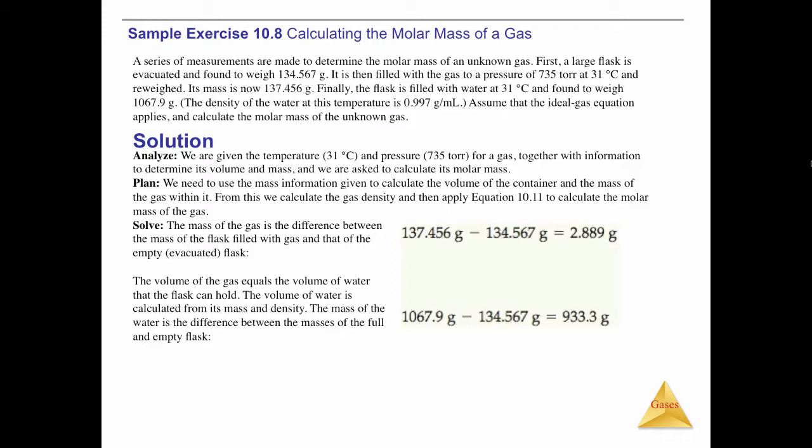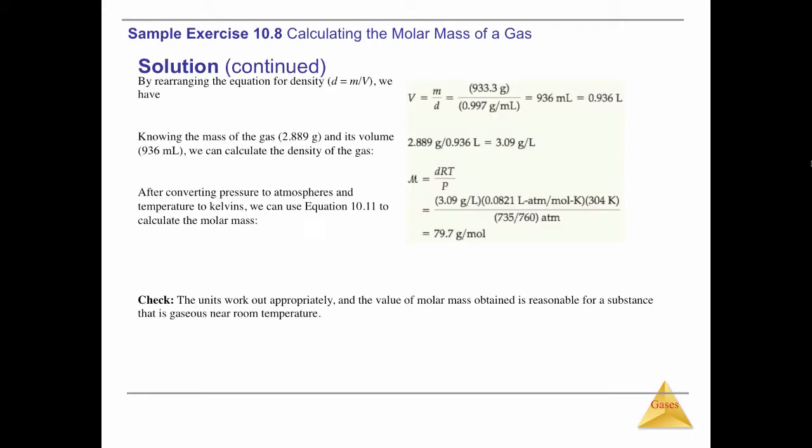We want to get a really good number for the volume of that gas. So again, 1,067.9 grams is the mass of the flask filled with water, and 134.567 is the mass of the flask completely empty. So our water's mass is 933.3 grams. We know that the density of water is 0.997 grams per milliliter. So by dividing the mass of the water by the density of the water, we found out the volume of the flask with a very good precision, 936 milliliters or 0.936 liters.